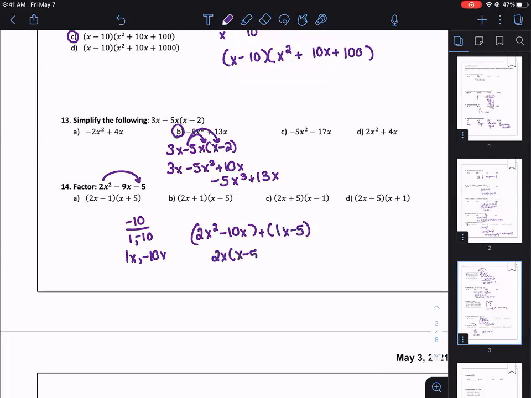GCF is 2x. Since we already have the x minus 5, we have to factor out something. So we will factor out a 1. And our factors are x minus 5 and 2x plus 1, which is choice B. And you could always check this by using FOIL or the distributive property.